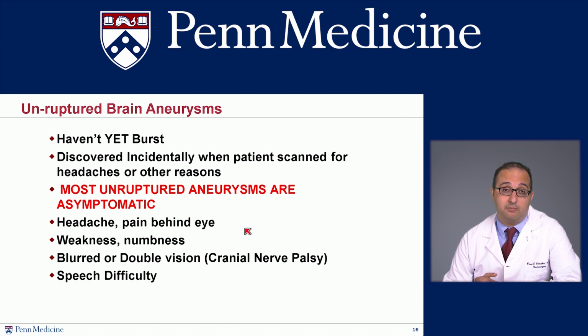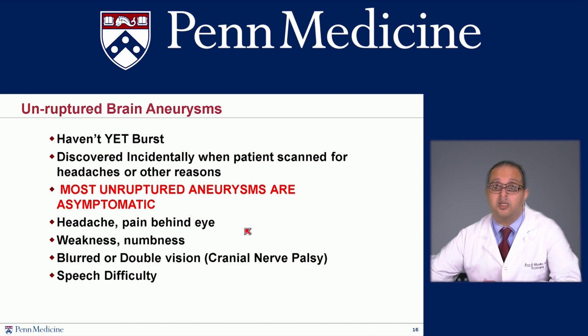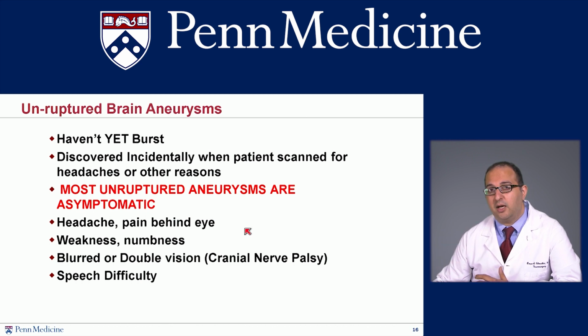When the aneurysms become large enough and start pushing on important parts of the brain, they can cause weakness or numbness or double vision if it's one of the cranial nerves. Often in right-handed people who have their speech centers in the left side of the brain, a left-sided aneurysm which is large enough can cause small strokes or speech problems from the aneurysm. So unruptured brain aneurysms, while most are asymptomatic, in certain scenarios they can cause some problems which leads to their diagnosis.